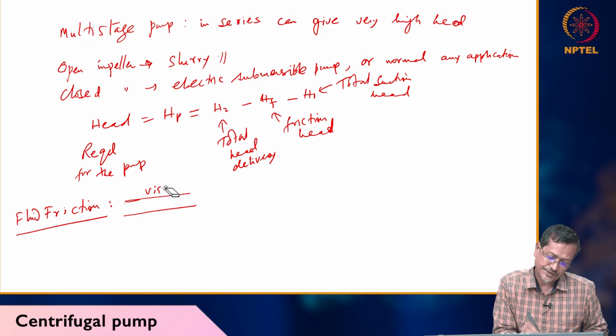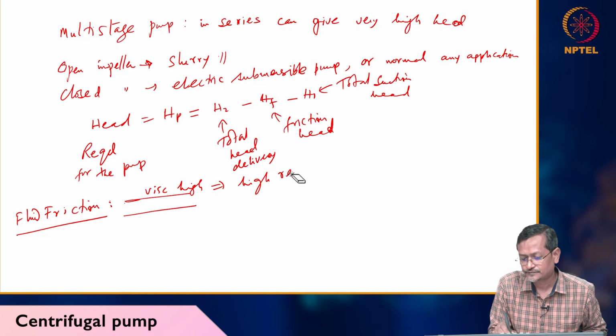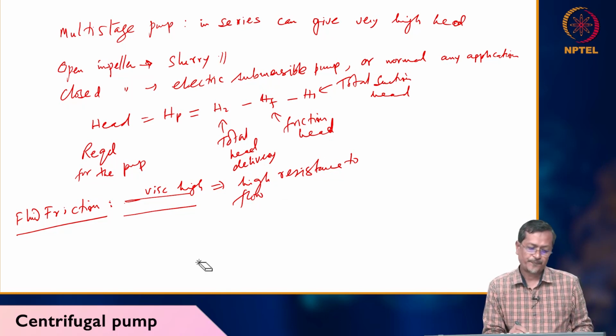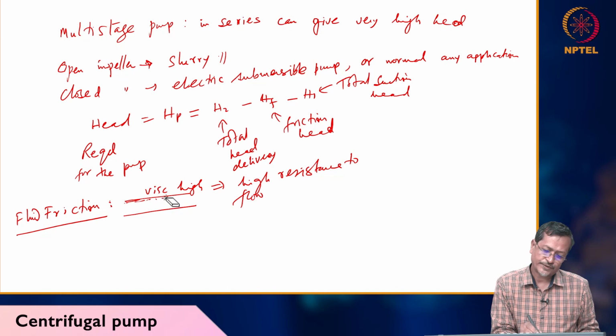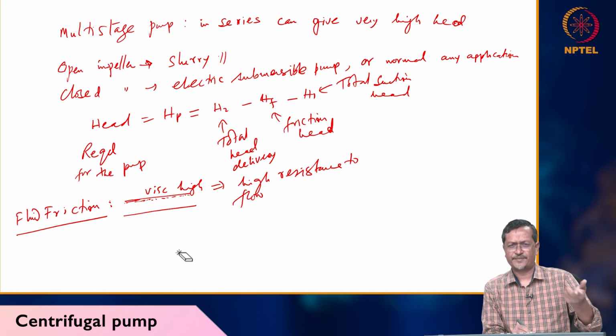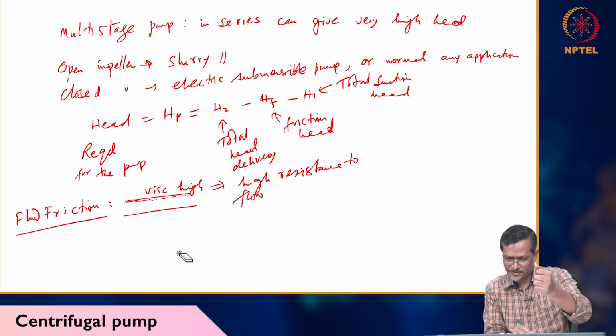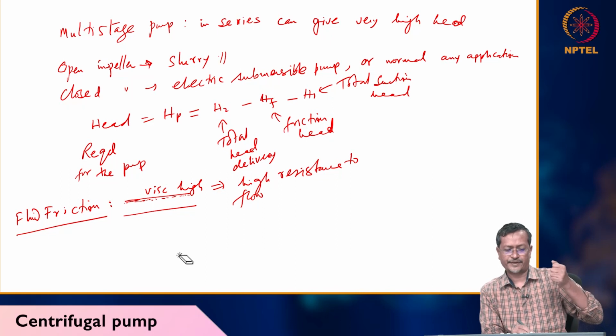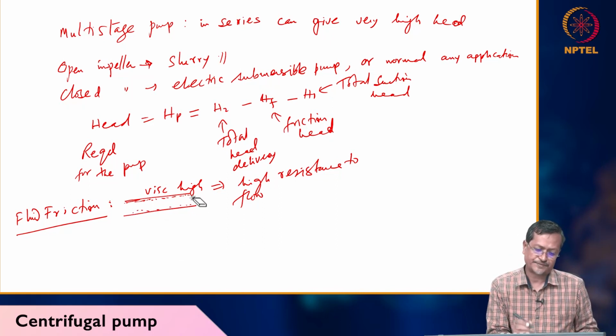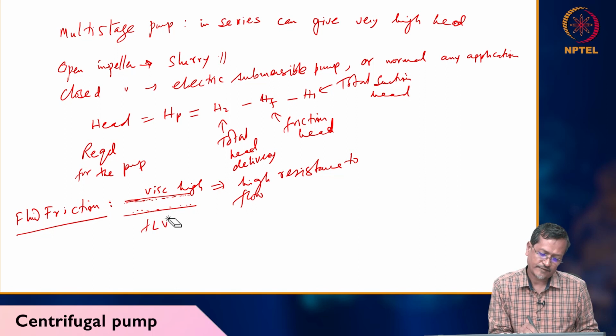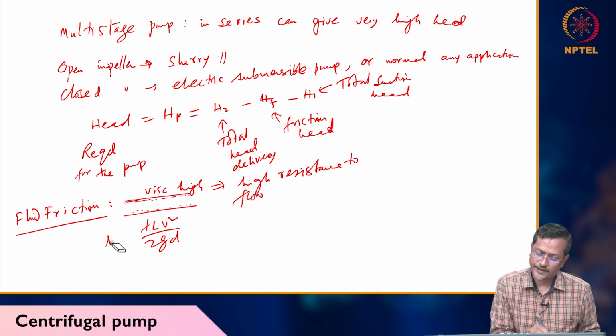So high viscosity implies high resistance to flow. Any fluid, high viscosity means high resistance to flow, and although you assume any pipe has a smooth surface, the fluid will feel some resistance. Resistance means something is trying to pull the fluid back. That is called fluid friction, and the fluid friction formula is HF = f L V squared by 2 g D.